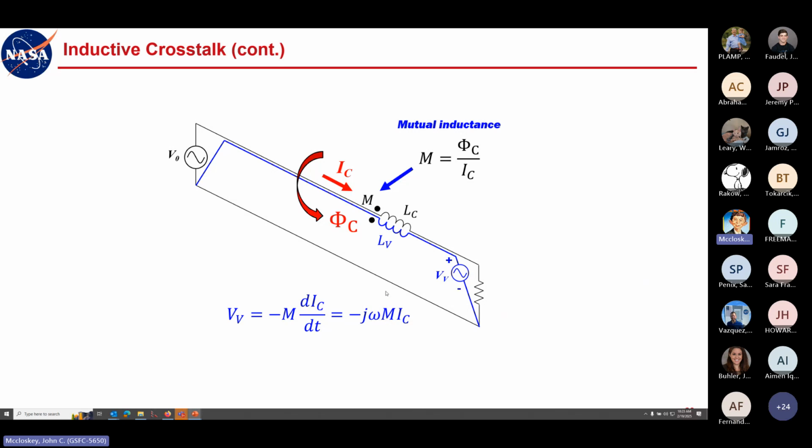So now this coupled potential we can express as the mutual inductance between our culprit conductor and the victim loop. It's the inductance times di dt. So our mutual inductance times the time derivative of our culprit current, or to express it in the frequency domain, j omega M times I_C. But again, because of the same geometry, we can, to first order, say that M, the mutual inductance, is the same as the self-inductance of each of our culprit and victim loops.